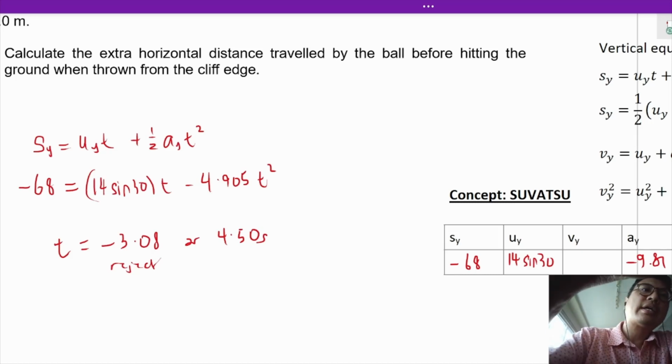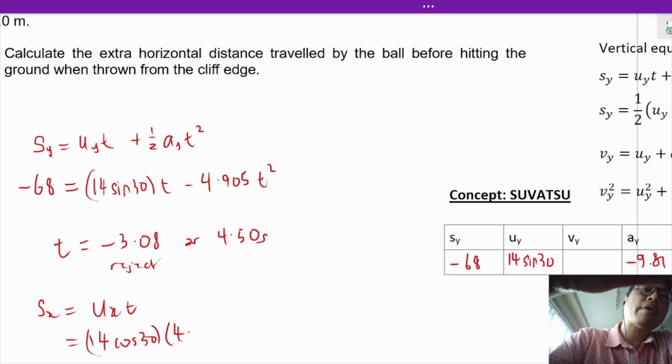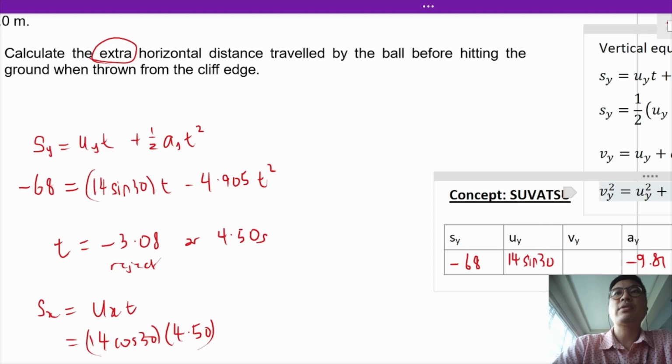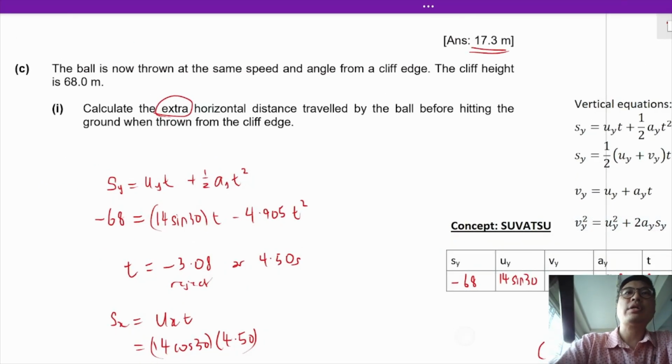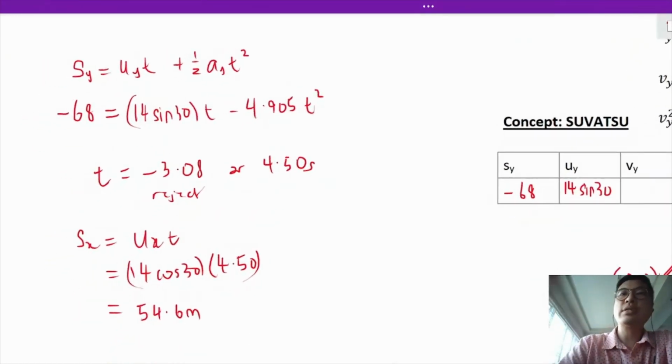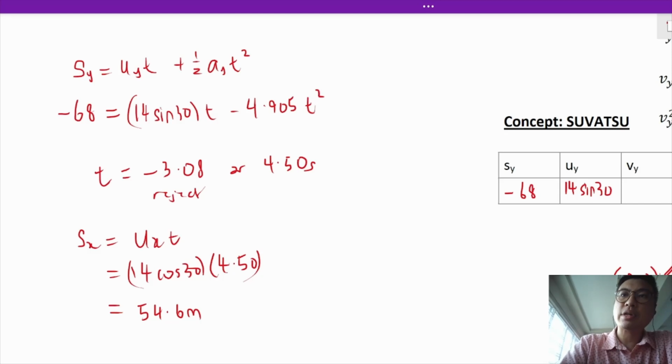So we can find Sx. Sx equals uxt, which is 14 cosine 30 multiplied by 4.50, and that will give us 54.6 meters. Now, we want the extra horizontal distance traveled, so we need to subtract away 17.3. The original distance traveled was over here. This distance was 17.3.